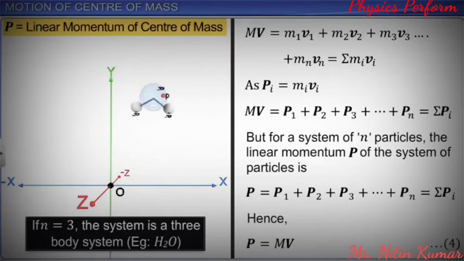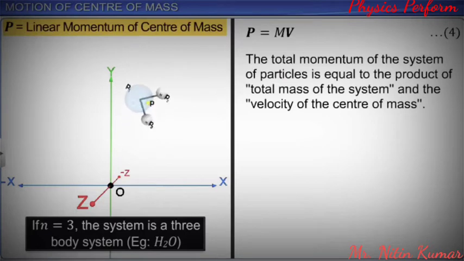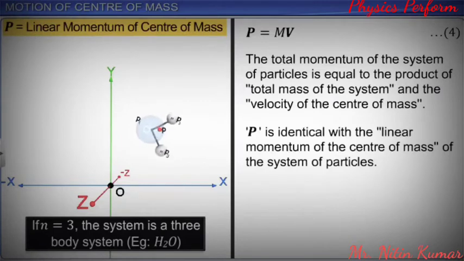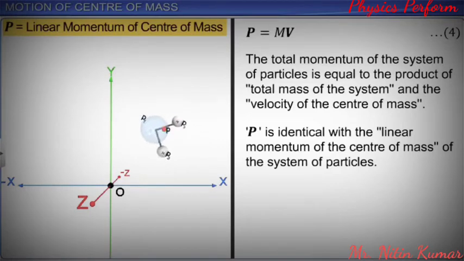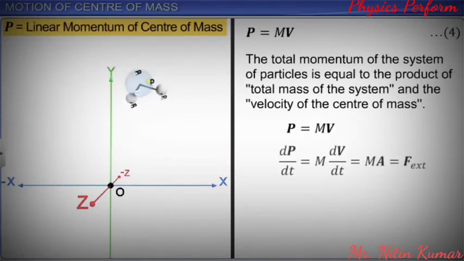The total momentum of the system of particles is equal to the product of the total mass of the system and the velocity of the center of mass. P is identical to the linear momentum of the center of mass of the system of particles. On differentiating equation 4 with respect to time, dP/dt is equal to m dv/dt, which is equal to ma, equal to F external. F external is equal to dP/dt.